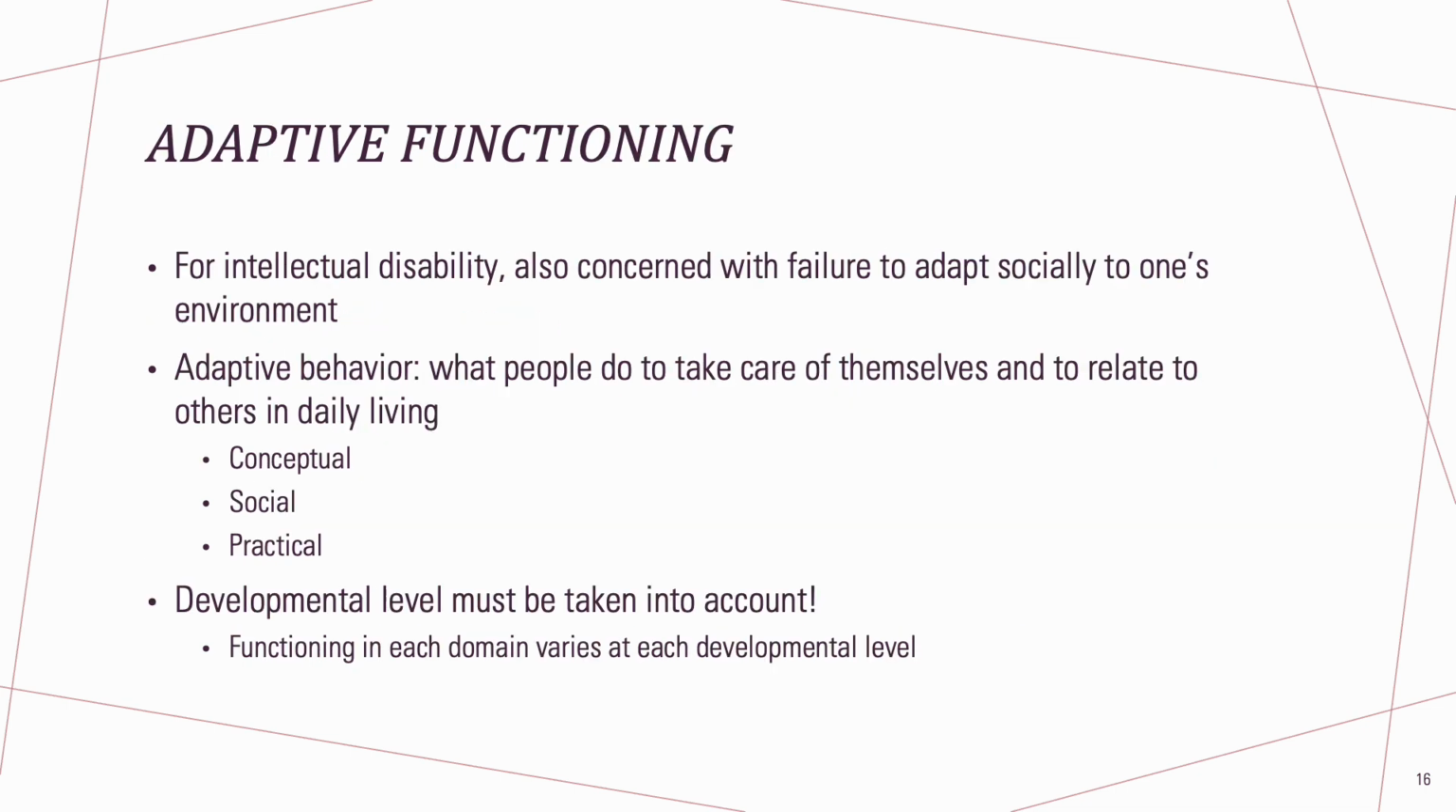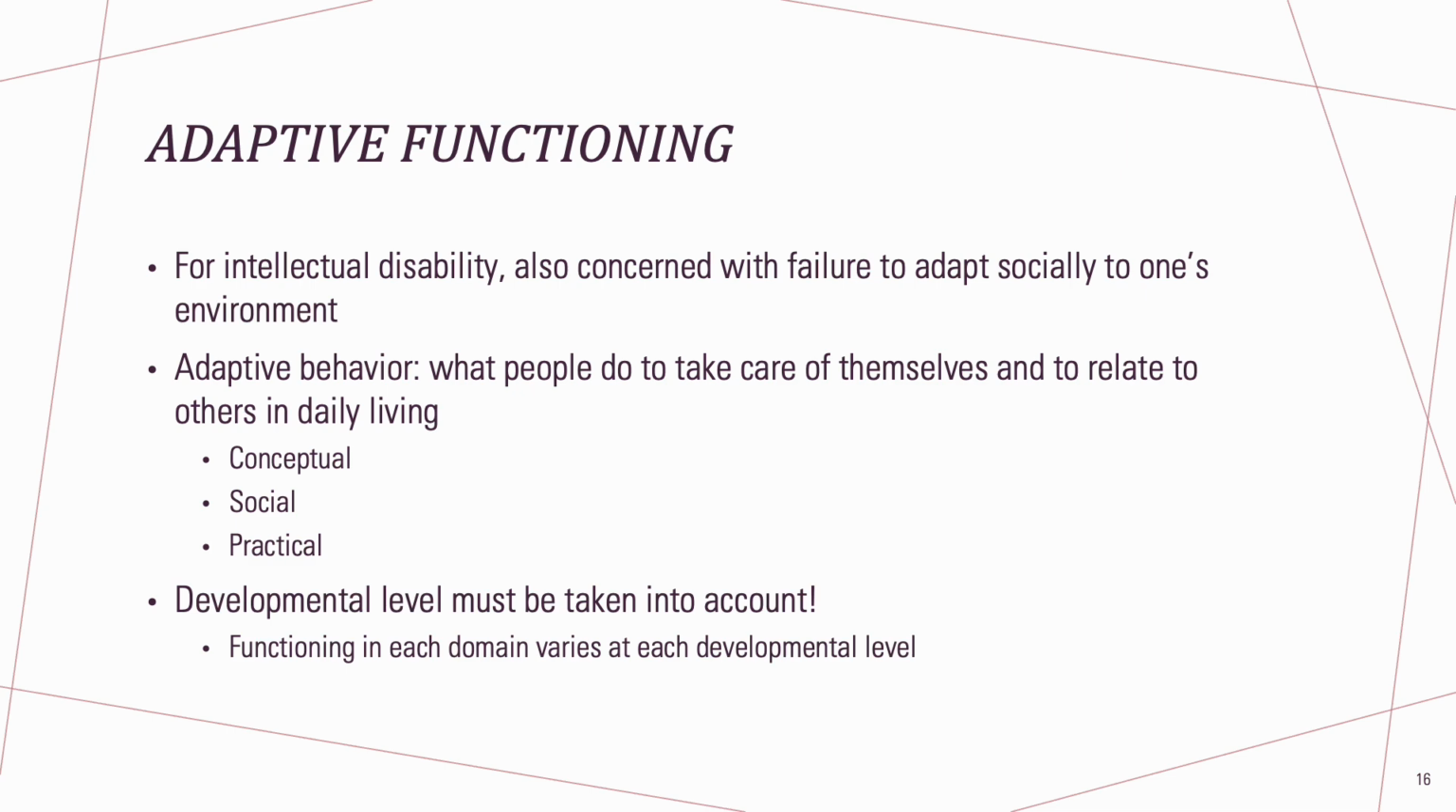So after intelligence, we also have to look at adaptive functioning. So adaptive functioning or adaptive behavior is what people do to take care of themselves and to relate to others in daily living. So when we are looking at people with intellectual disability, or where we think that they have intellectual disability, we're also concerned with the failure to adapt socially to one's environment. So a lack of adaptive functioning or deficits in adaptive functioning. And so this includes deficits in adaptive behavior in the conceptual, social, and practical domains.